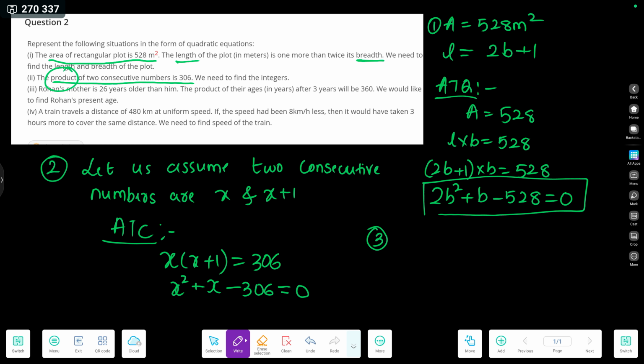Rohan's mother, a problem related to age. Present. Rohan's mother is 26 years older than him. The product of their ages after 3 years will be 360. We would like to find Rohan's present age.